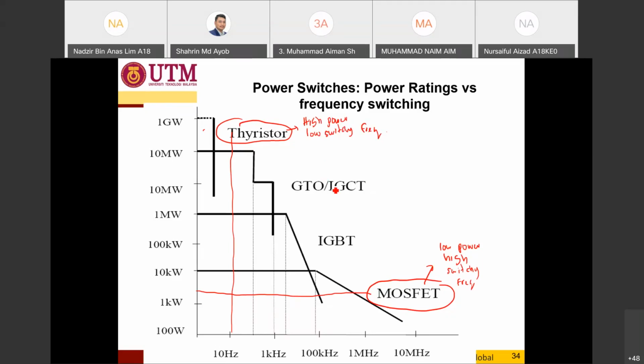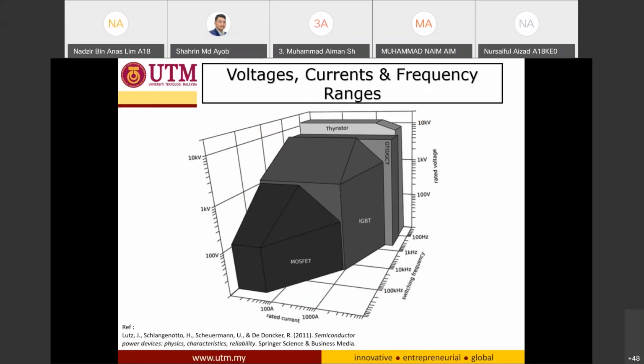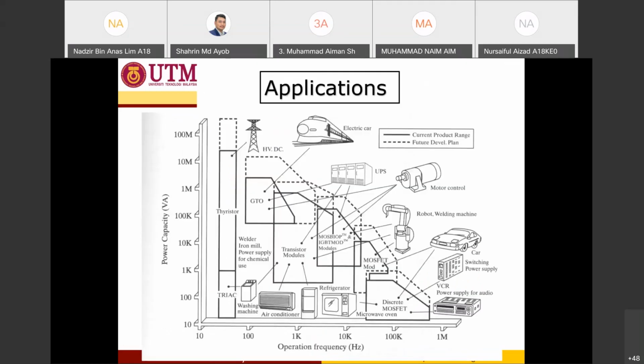While GTO, IGCT, and IGBT, as you can see here, are in the middle. So this is what I call applications, depending on the power device. Usually for HVDC, we know that our frequency is 50 hertz, so the power devices suitable for HVDC are the thyristor and also the diode. And MOSFET is suitable for communication systems, microwave and so on. And for the air conditioner, it is usually in the middle power range.